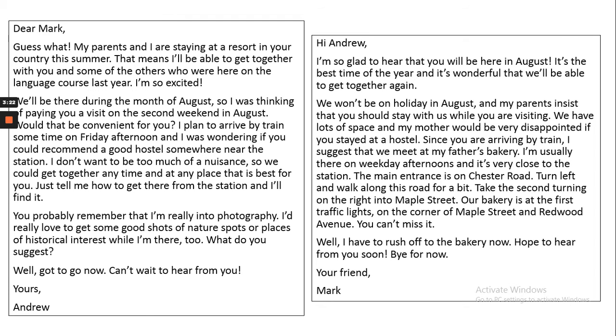Now we are going to compare these two emails. We're going to look at how Mark actually responded to or replied to Andrew's email. Firstly, Mark responded to this particular sentence: I was wondering if you could recommend a good hostel somewhere near the station. Mark responded by writing, my parents insist that you should stay with us while you are visiting.